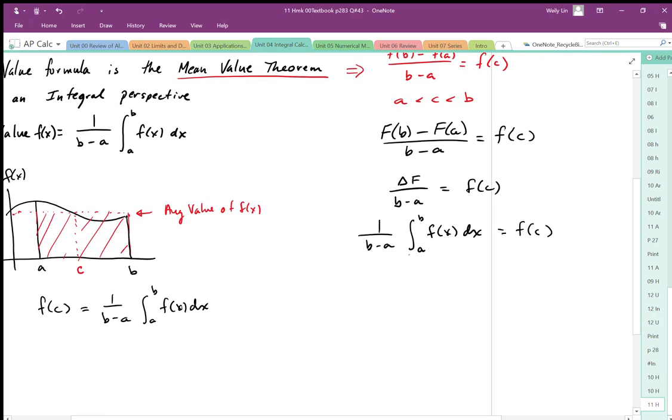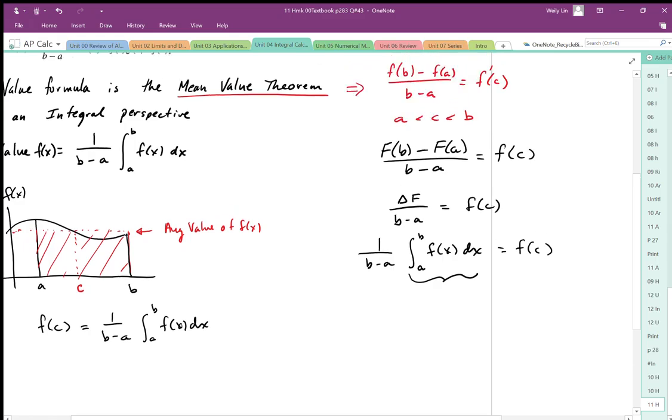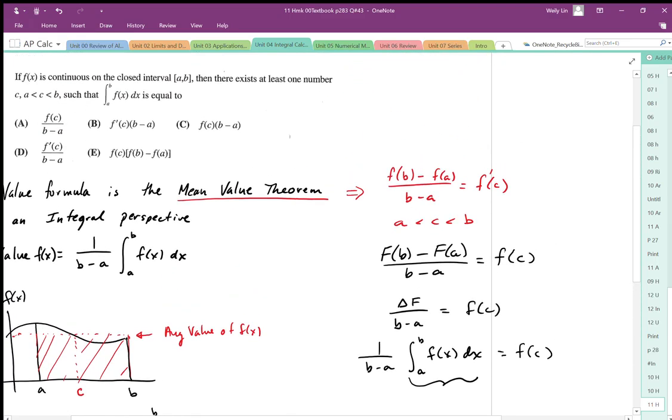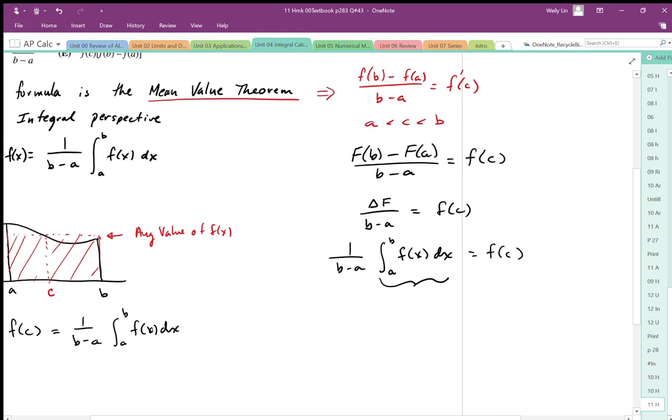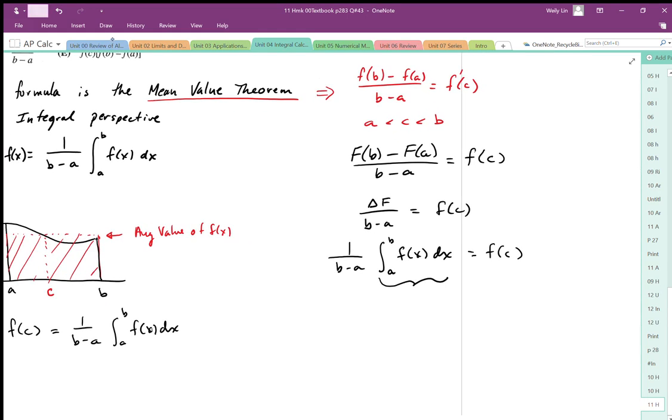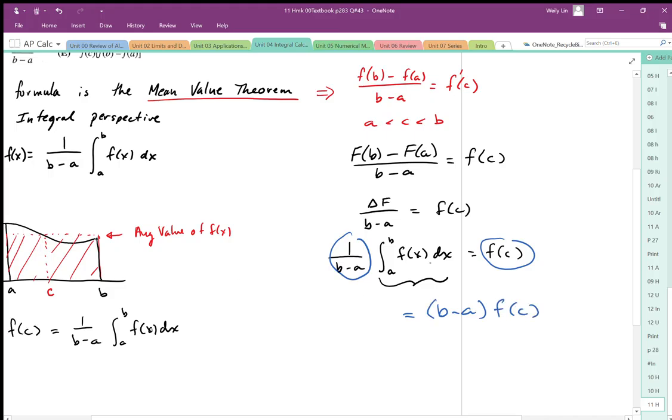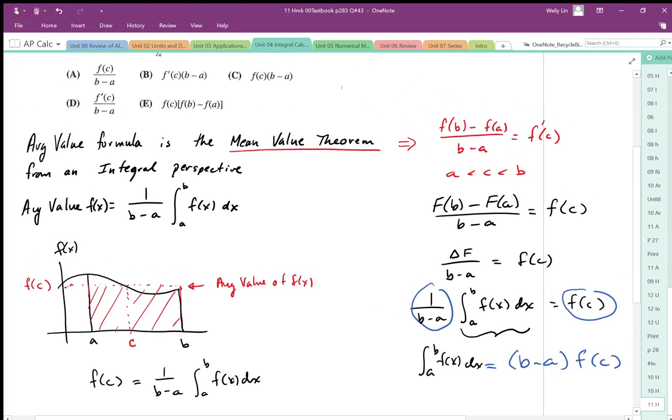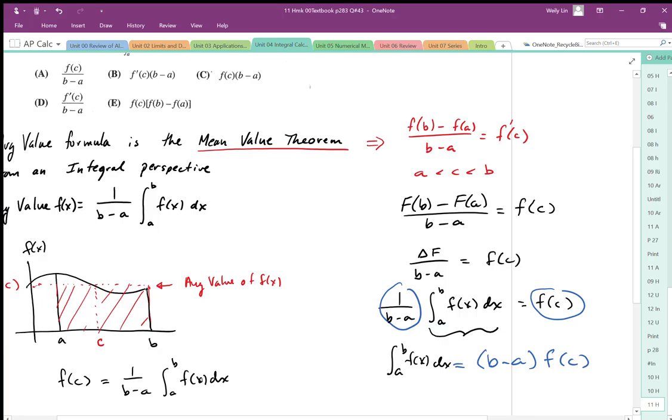So if I then want to solve for the expression that I'm looking for, which is what the question's asking for, the integral from a to b, I just need to move this part over with this part. So I end up with b minus a times f of c, and that's equal to my integral expression from a to b of f of x dx. And so the answer looks like it is going to be C.